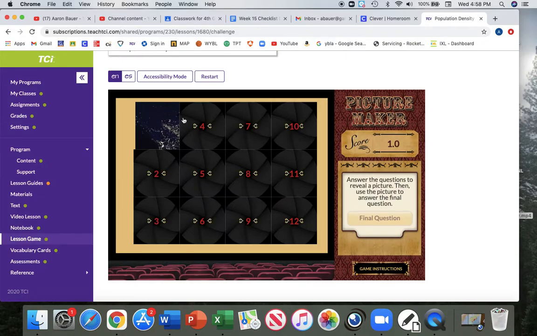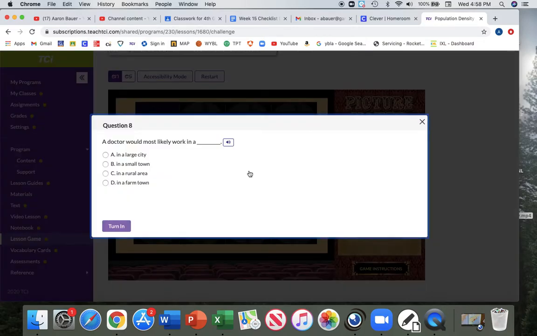So when I close that, now I already know what this is a picture of. We saw this picture a bunch. I'm going to get one in the middle. A doctor would most likely work in a blank. Think first, doctors work in where? In a large city, in a small town, a rural area, in a farm town.